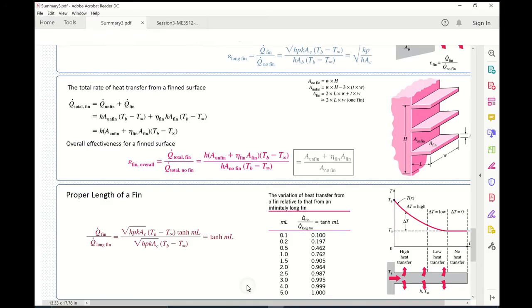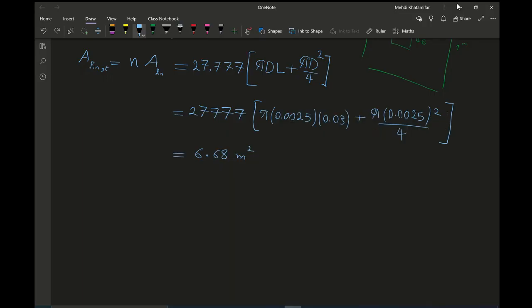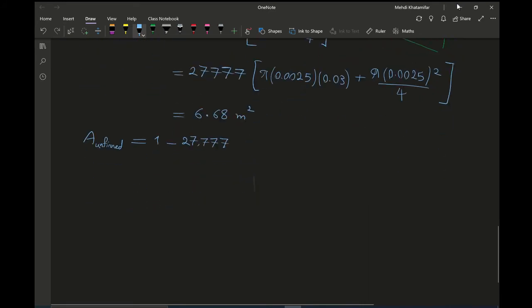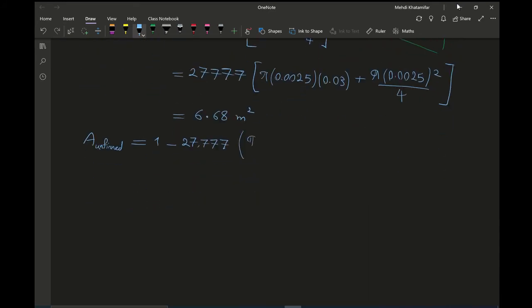Now I found the total surface of the fins. Let me check the formula again. I also need the surface for the unfinned area, or the surface between fins. Let's go back. If I want to calculate the area of the unfinned surface, because the surface is 1 by 1, it is going to be 1 minus 27,777 times the area, pi d squared divided by 4, of one fin.